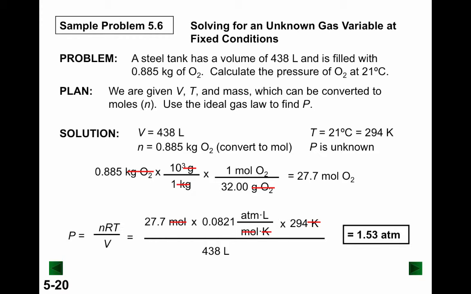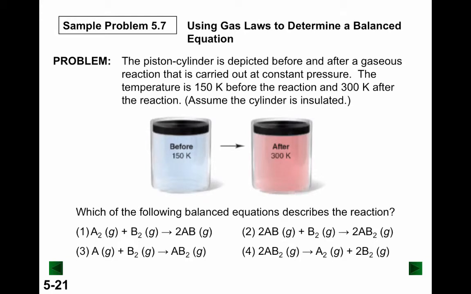Please work through the follow-up problem before moving on to the next slide and let me know if you have any questions or concerns. Here we have sample problem 5.6, which will allow us to apply the gas laws to determine the correct balanced equation for a process. The problem would like us to determine which balanced chemical equation between choices 1 through 4 best represent the reaction taking place in the piston cylinders shown in the sample problem.